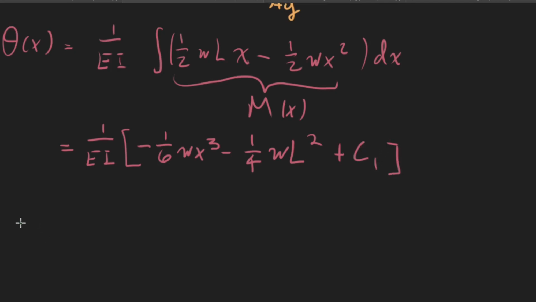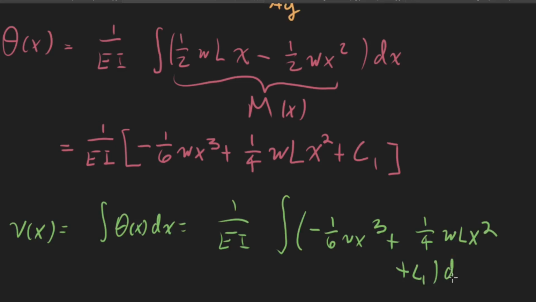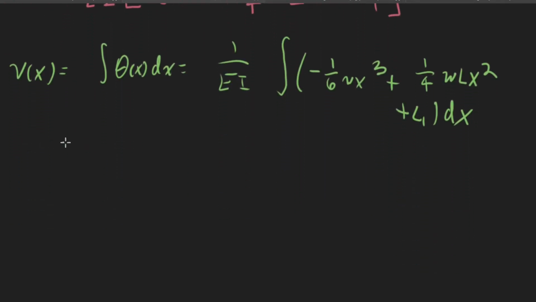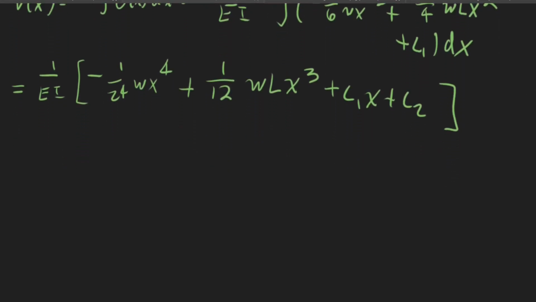Now we can say that v, which is my deflection, as a function of x is equal to the integral of theta of x dx, which is equal to, right, 1 over EI, integral of all of this, and then we'll have plus C1. And now if I evaluate this integral, what I get is that this is going to equal 1 over EI times. And now to get rid of these constants, we're going to think about initial conditions.